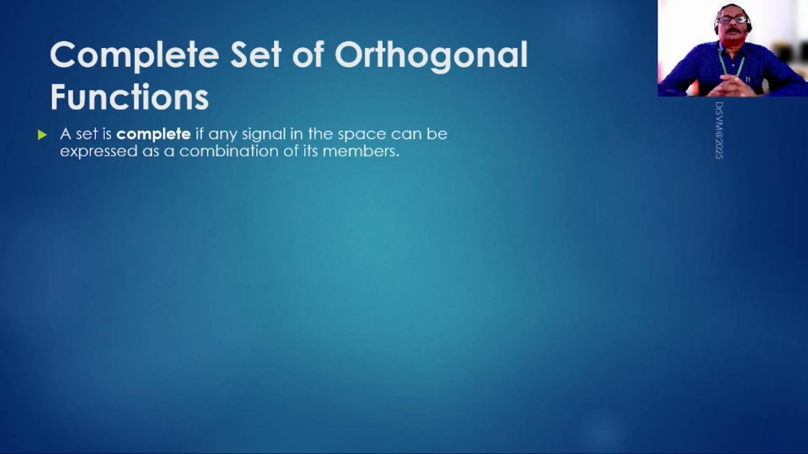Now let's see what a complete set of orthogonal functions actually means. A set of orthogonal functions is complete if and only if any signal in the space can be expressed as a combination of its members. See, we are talking about vector analogy.